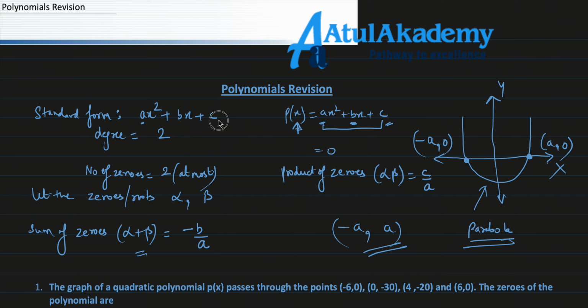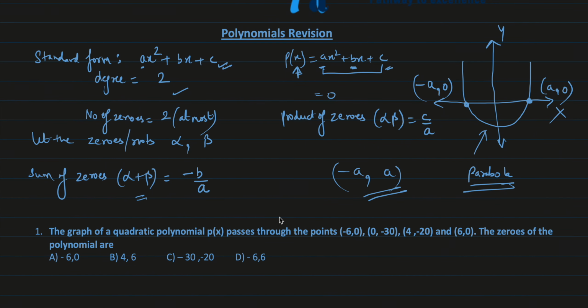Standard form is this, degree is 2, and number of zeros is maximum 2. There is a relationship between the sum of zeros and the coefficient, that is alpha plus beta is minus b by a. Product of zeros and the coefficient, alpha beta, is c by a. Got it? And we talked about the graph. So let's use these concepts only and solve the below questions. Okay students, let's begin.